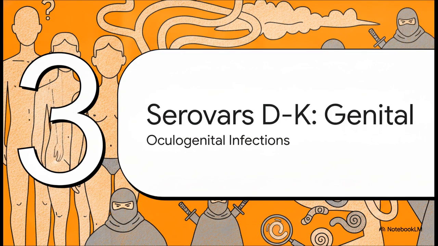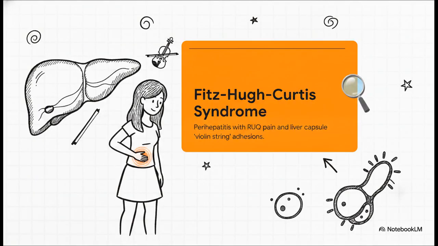All right, Section 3, serovars D through K, the oculogenital infections. This is the most common bacterial sexually transmitted infection worldwide. And honestly, its defining feature is its stealth. Listen to this, 80 to 90% of women and over 50% of men are completely asymptomatic, but that subclinical infection can lead to pelvic inflammatory disease and subsequent tubal scarring.